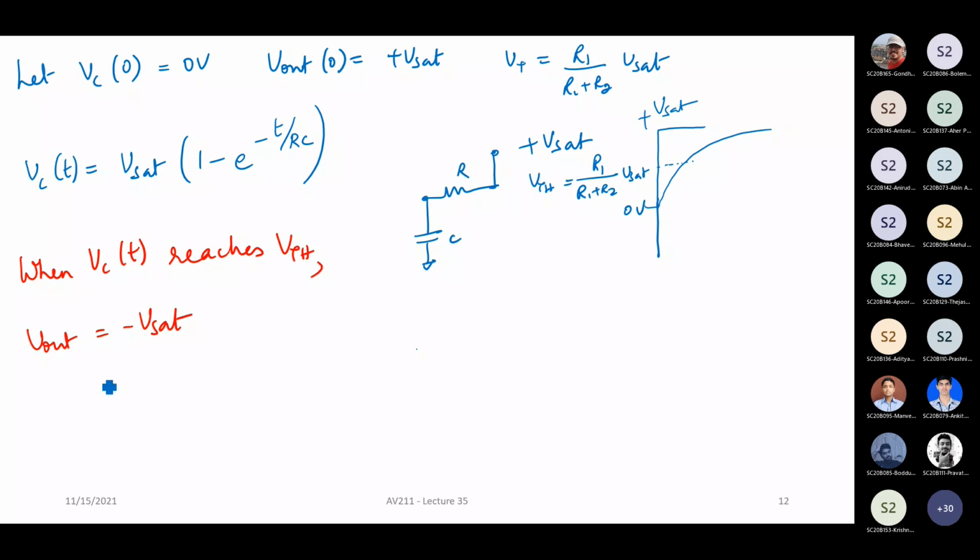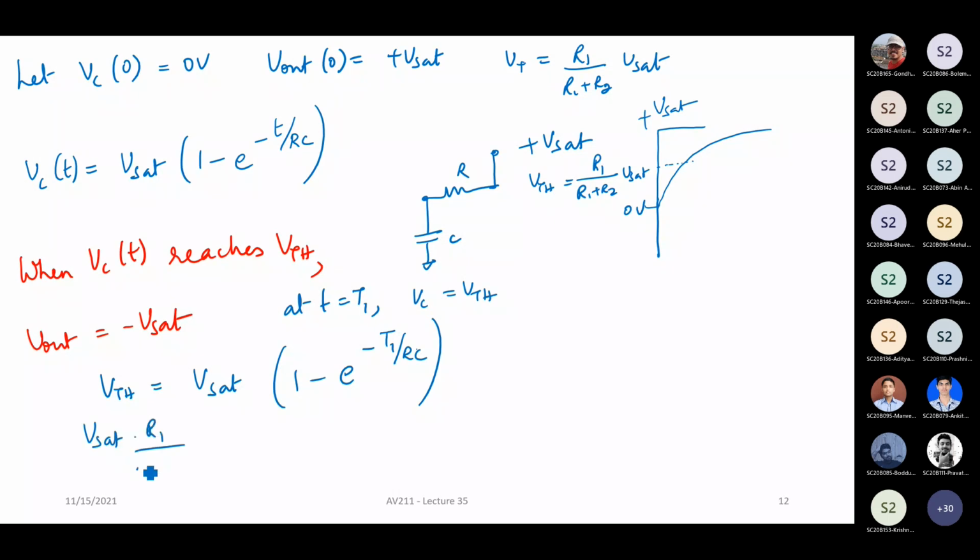How will you find out? We can put VTH equal to VSAT times 1 minus e power minus T1 by RC, because at time t equal to T1, VC becomes VTH. What is VTH? It's nothing but VSAT multiplied by R1 divided by R1 plus R2. So this is VSAT times 1 minus e power minus T1 by RC.